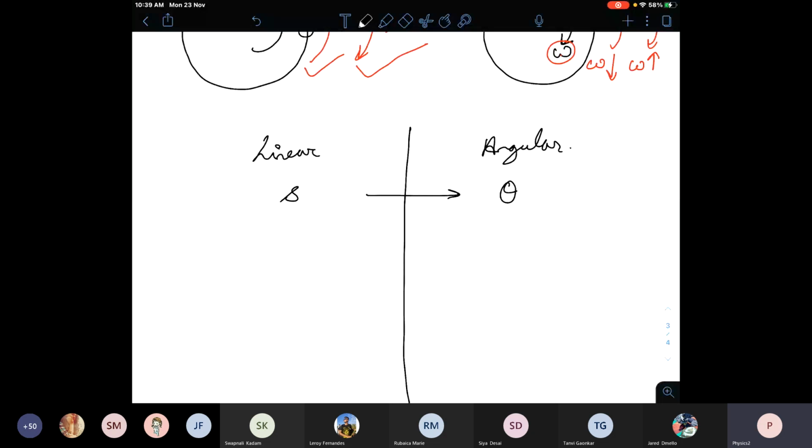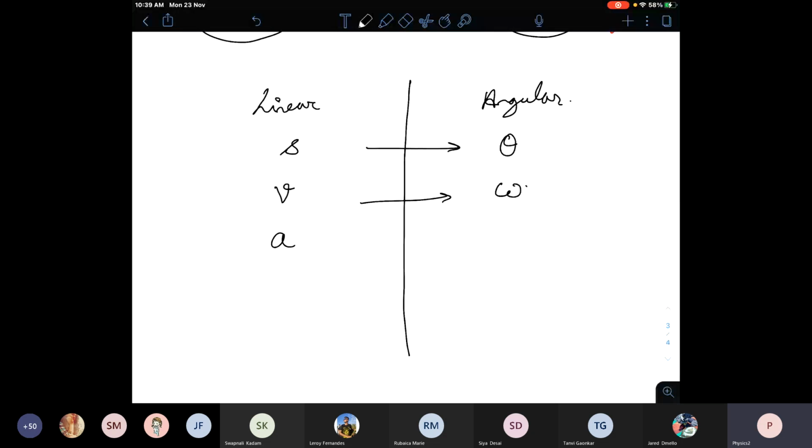Similarly, in linear where I have velocity, in angular I have angular velocity. Similarly, in linear where I have acceleration, here I have angular acceleration.